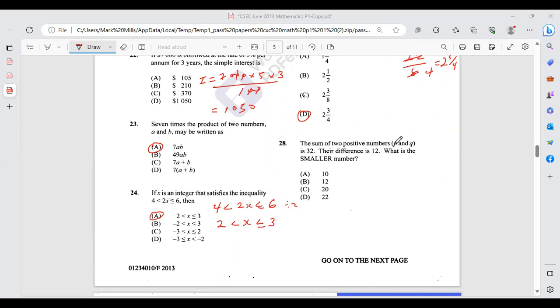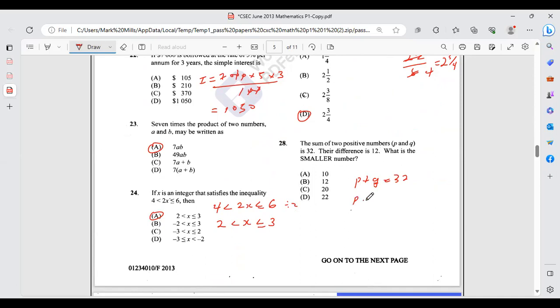The sum of two positive numbers P and Q is 32, so P plus Q is equal to 32. The difference is 12, so P minus Q is equal to 12. They ask, what is the smaller value? So we cancel this and this, we get 2P is equal to, when you add this, 44. So P is equal to 44 divided by 2, which gives me 22.